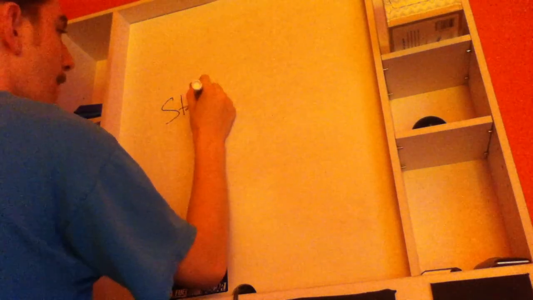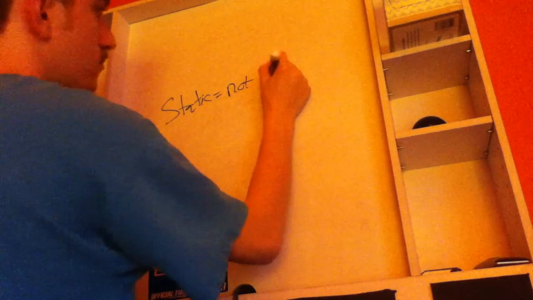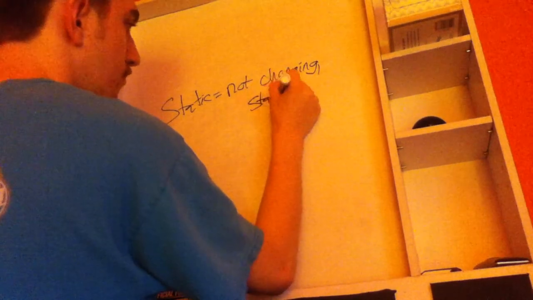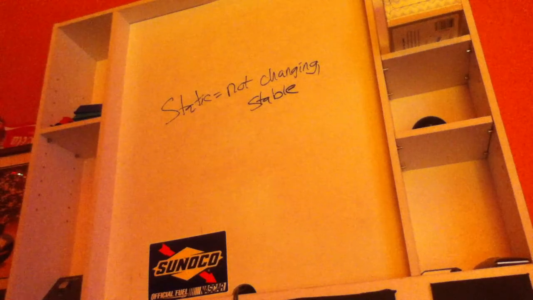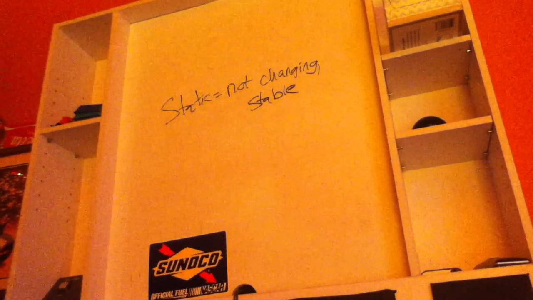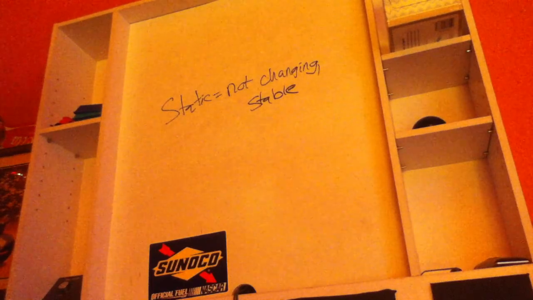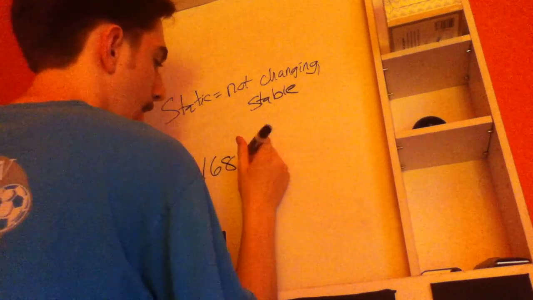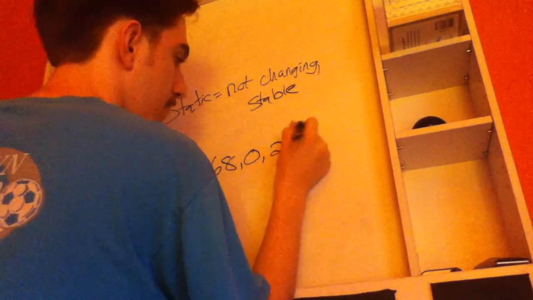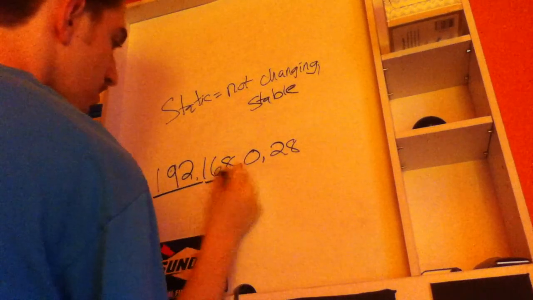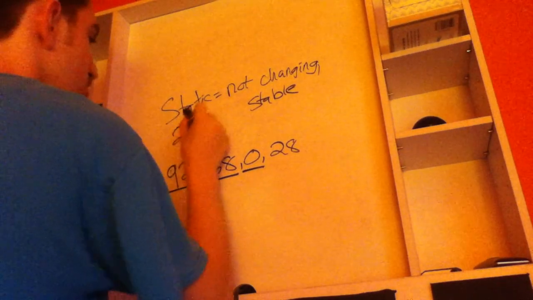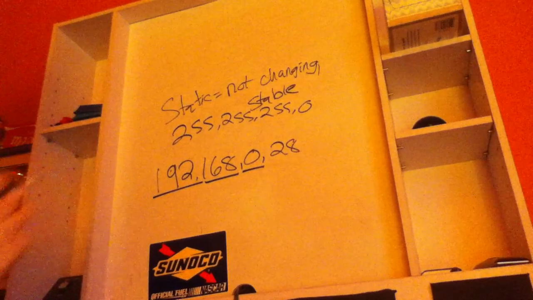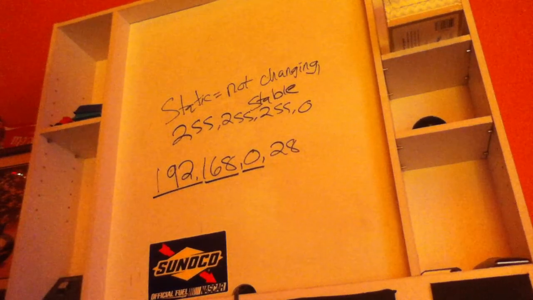Static equals not changing. Stable. Static, you would use on servers, right? Am I correct? Yes, I am correct. Static, not changing. What is static? Let's see, 192.168.0, because our subnet mask was 255.255.255.0. Right? That is what stays static.